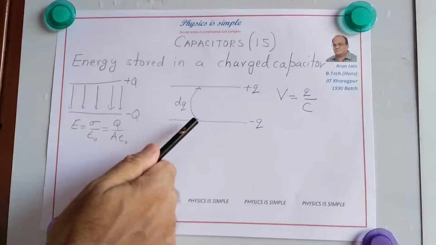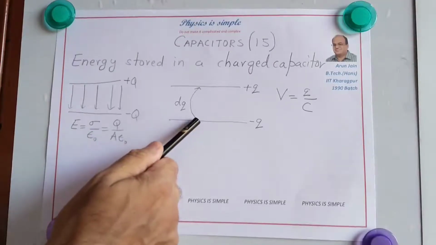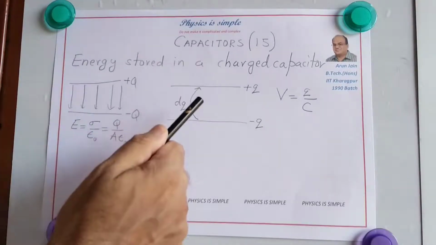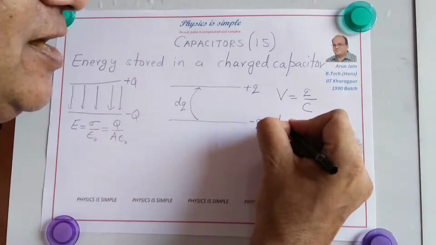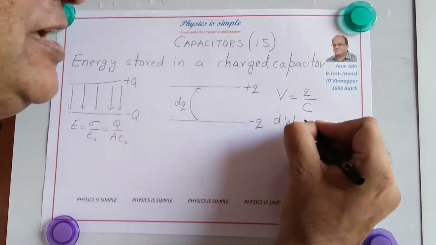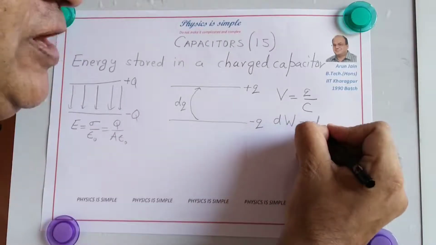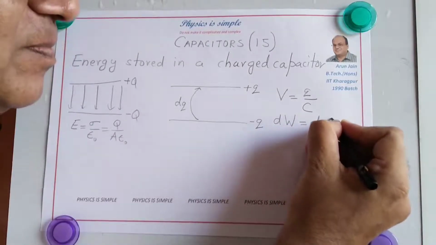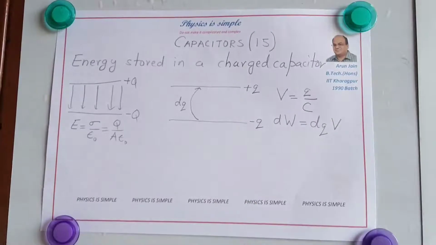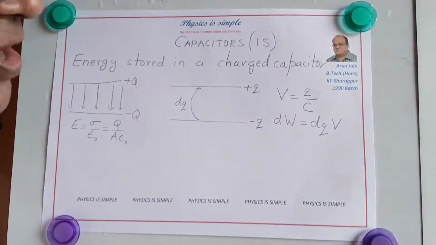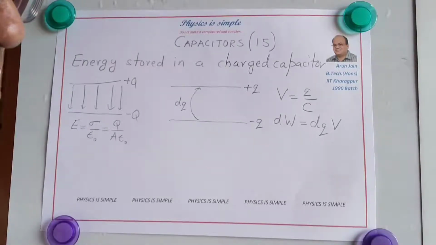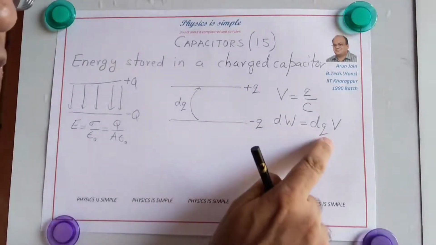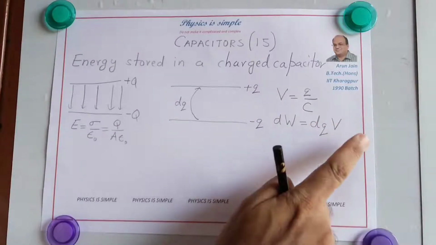And since the external agent is moving charge dq, that external agent is doing some work. That work dW is given by charge into potential difference. Right? Potential difference is work done per unit charge. So therefore, work done to move charge dq will be dq into V.